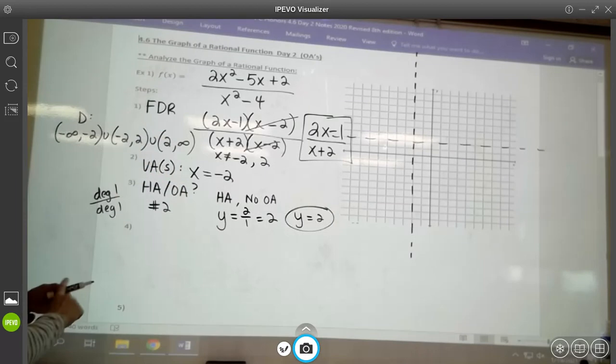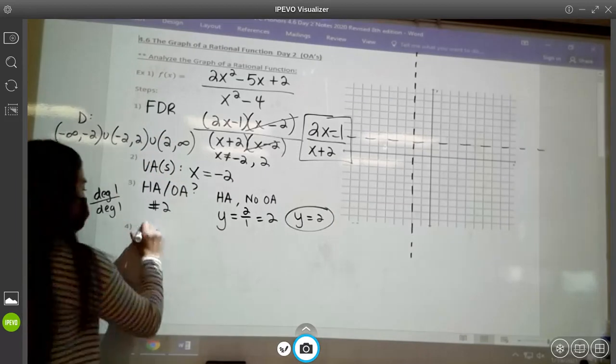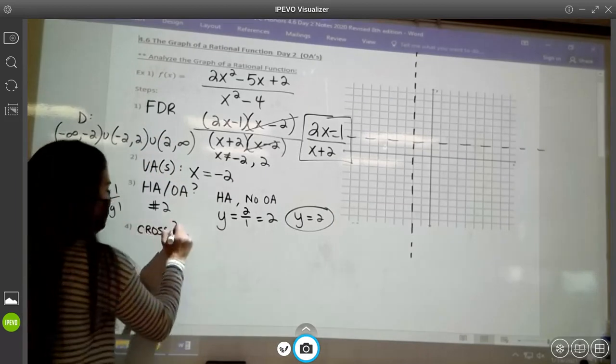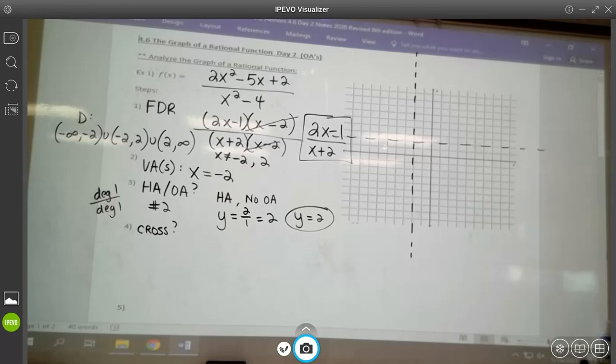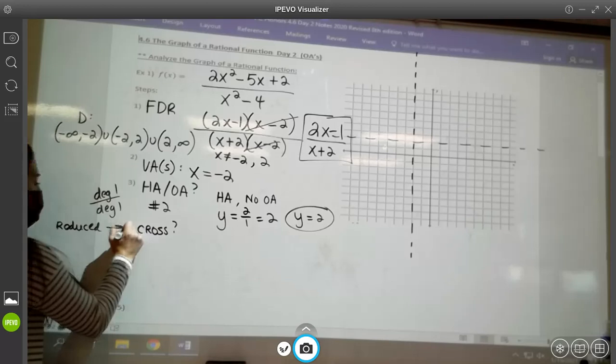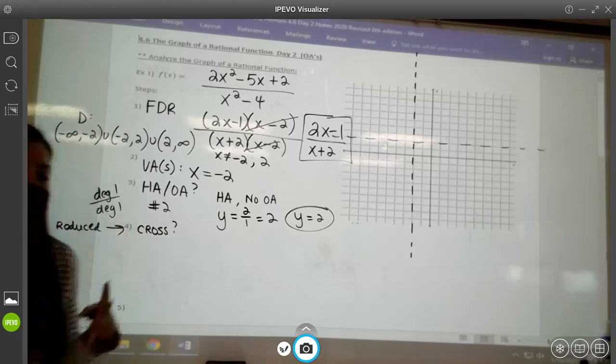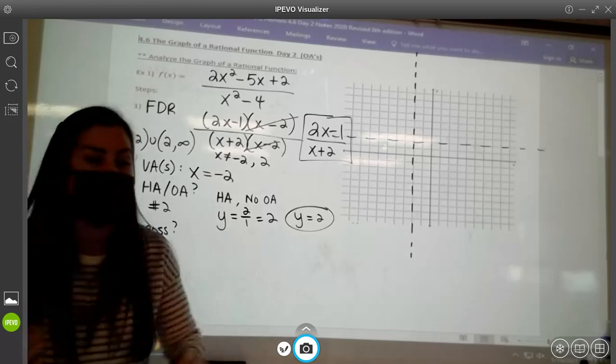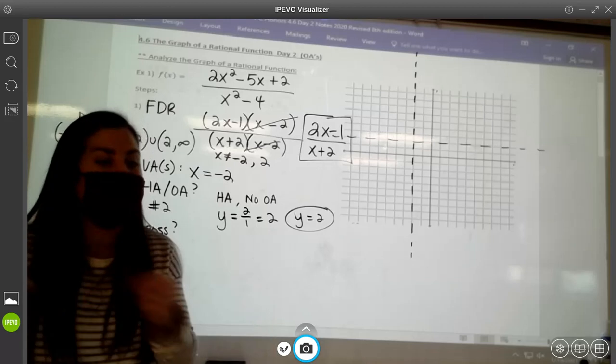All right, now we're going to go to C. Let's see if it crosses. It's my least favorite step. Does it cross the HA? You have to take the reduced function on this step. If you don't take the reduced function, you can create a false cross at a hole.